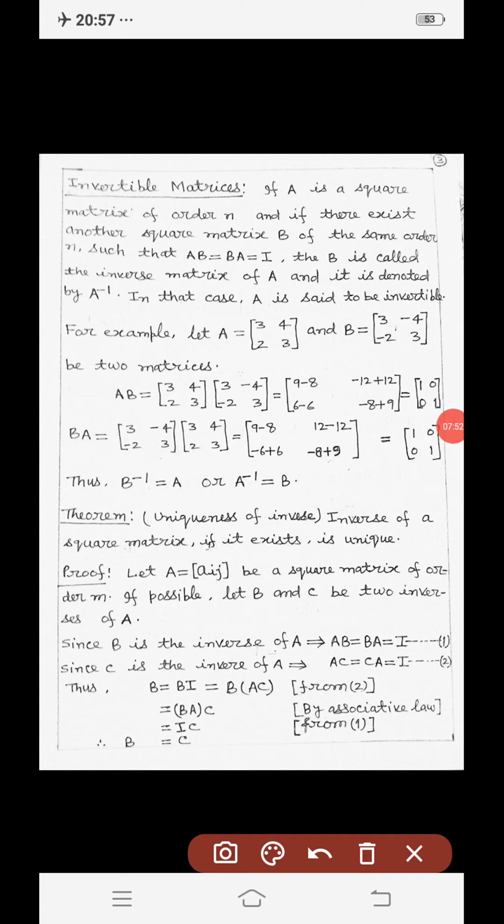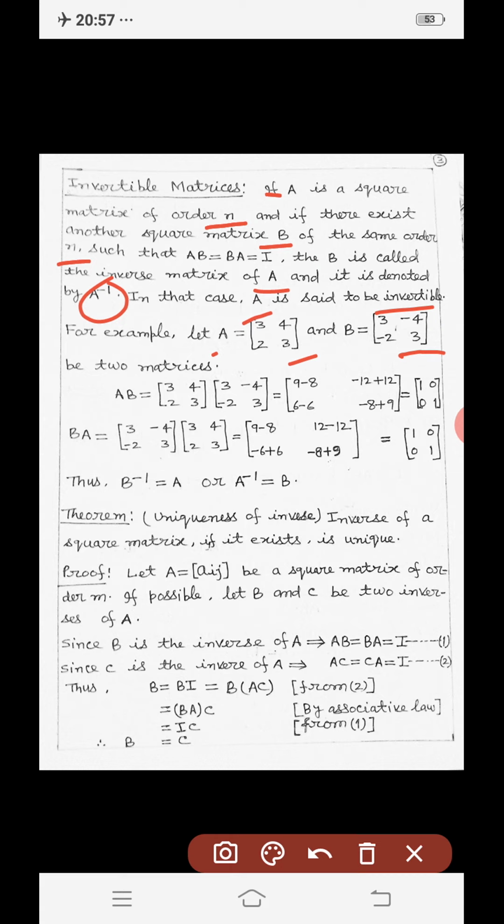Now we will discuss invertible matrices. If A is a square matrix of order n, and if there exists another square matrix B of the same order n, such that AB equals BA equals I, where I means the identity matrix, then B is called the inverse matrix of A and it is denoted by A inverse. In that case, A is said to be invertible. For example, let matrix A be equal to 3, 4, 2, 3 and matrix B be equal to 3, -4, -2, 3.